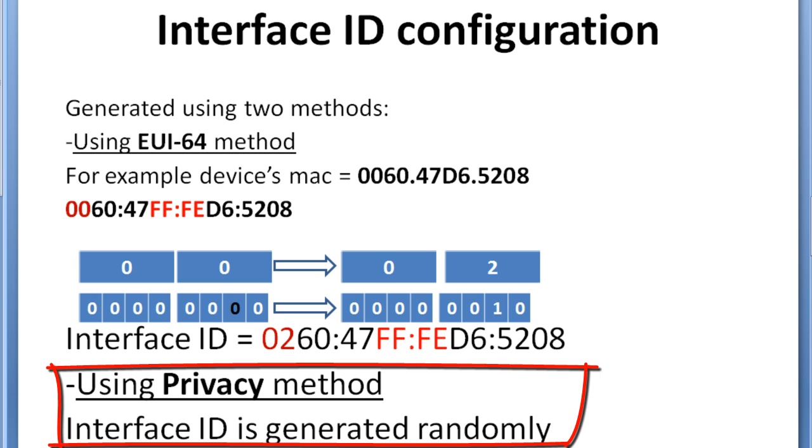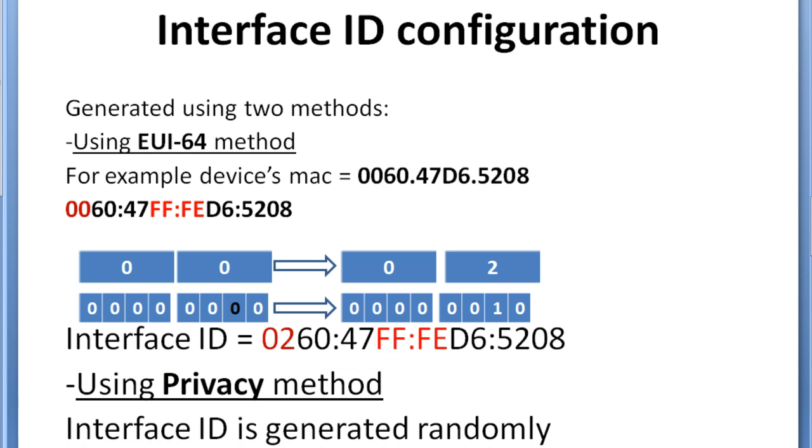With the privacy method, the device just generates a random 64-bit hexadecimal number. A lot of people like the privacy method because they are scared of EUI-64: an attacker can know the device you are using based on the interface ID. So you have to keep that in mind. That's why some people prefer the privacy method to the EUI-64 method.